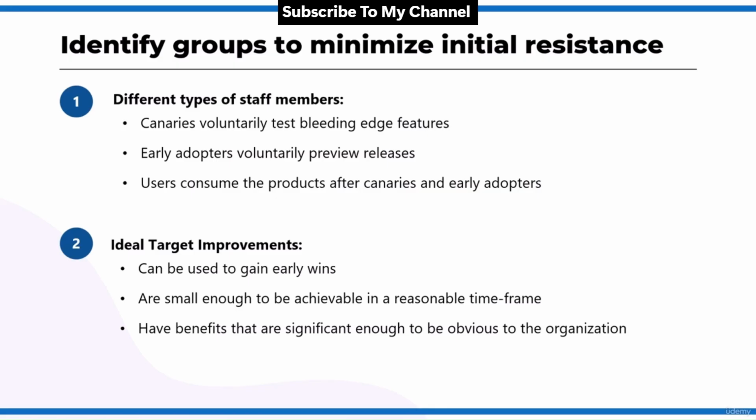Now, what are the ideal target improvements which we can choose? When starting, it is essential to find an improvement goal that can be used to gain early wins. It is small enough to be achievable in a reasonable time frame, and it has benefits that are significant enough to be evident to the organization. These are the ideal target improvements which your team has to focus on.